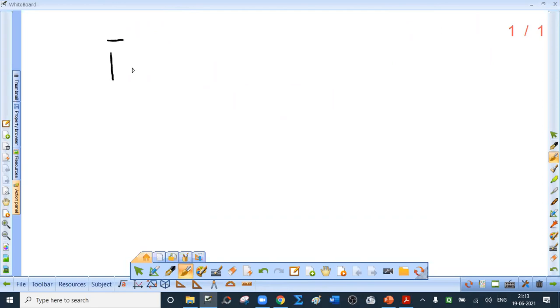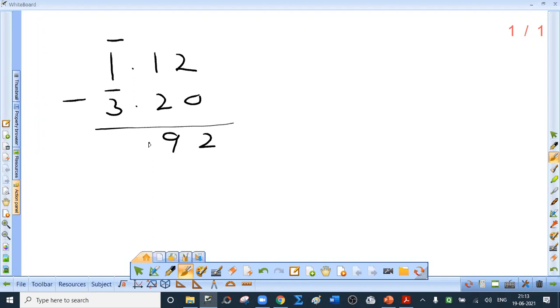It is bar 1.12 minus bar 3.20. Let me explain first. Now, as it is subtraction, 2 minus 0, 2. Can we subtract 2 from 1? No, we have to take a borrow. So, borrowed 1. So, from 11, you have to subtract 2. So, it is 9. Now, listen to me carefully. From bar 1, you have to subtract what? Bar 3 plus this borrowed 1.